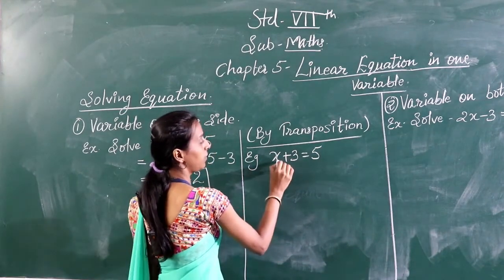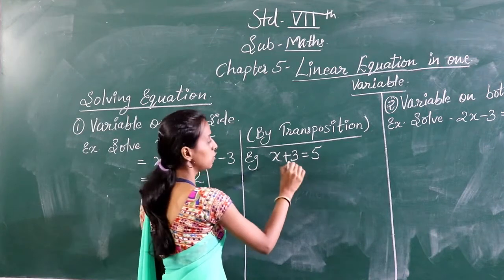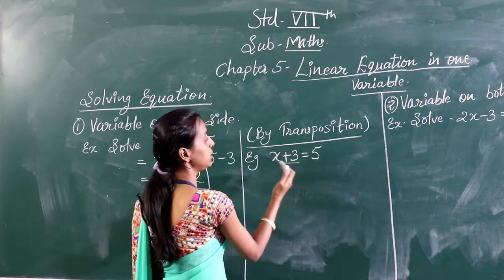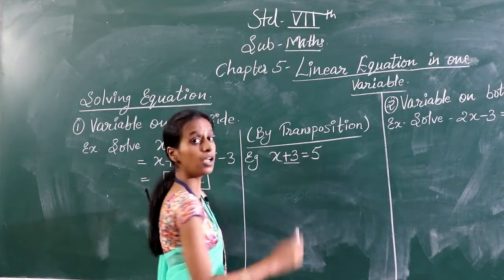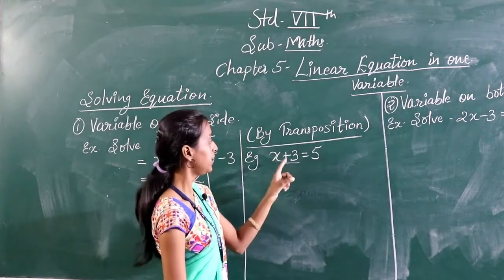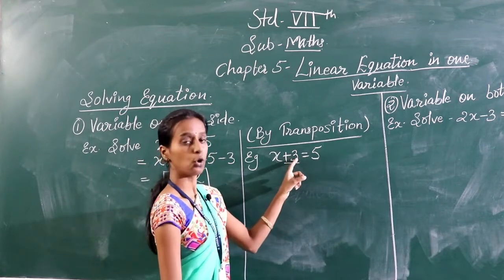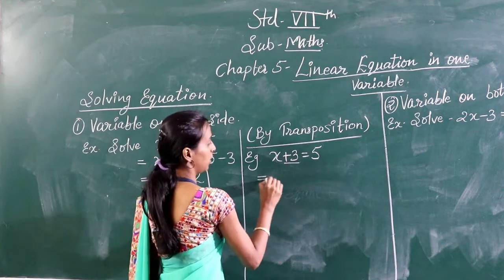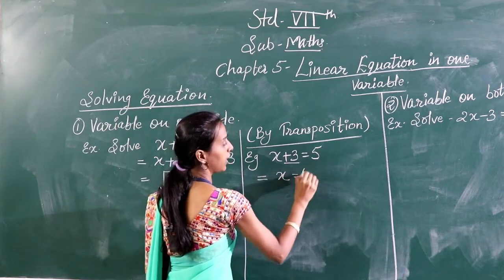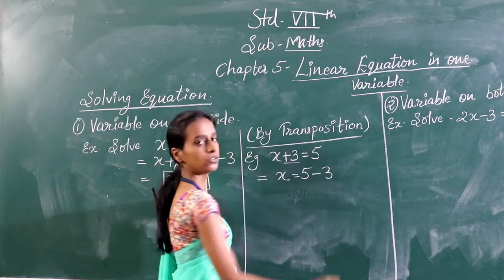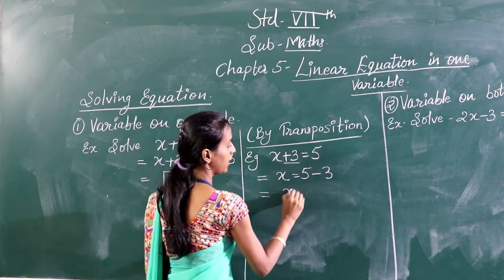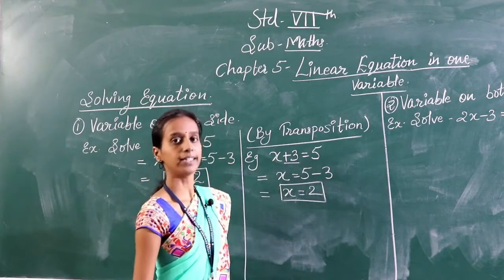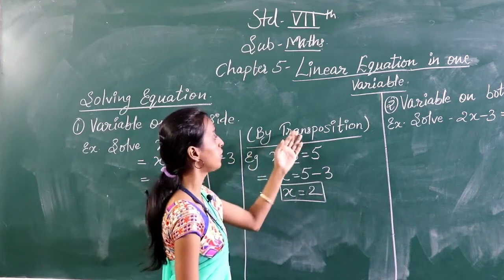Here we have x plus 3. So this plus 3 we have to change the sign. Changing the sign means it is on the LHS, so we have to put it on the RHS. But it is plus 3, so when it moves to the RHS, we will get minus 3. So x equals 5 minus 3, so x is equal to 2. That's an easy method, called transposition.